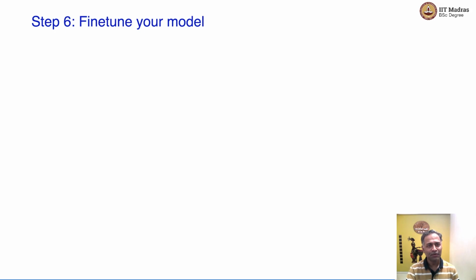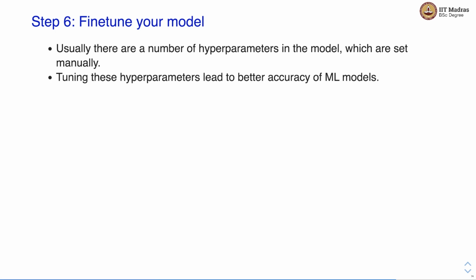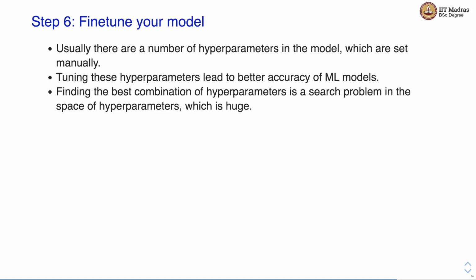In this video, we'll discuss the remaining steps of an end-to-end machine learning project. We'll begin by discussing the step that involves fine-tuning of the machine learning model. Usually there are a number of hyperparameters in machine learning models which are set manually by the machine learning model developer. Tuning these hyperparameters usually leads to better accuracy of machine learning models.